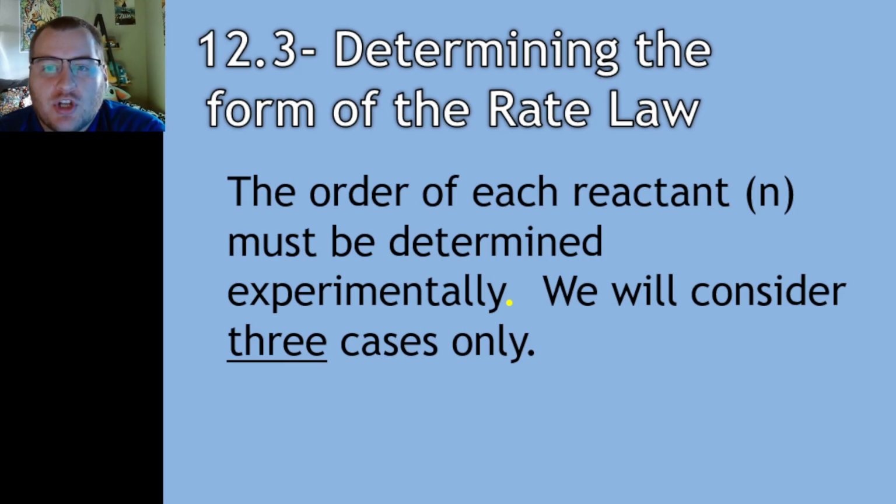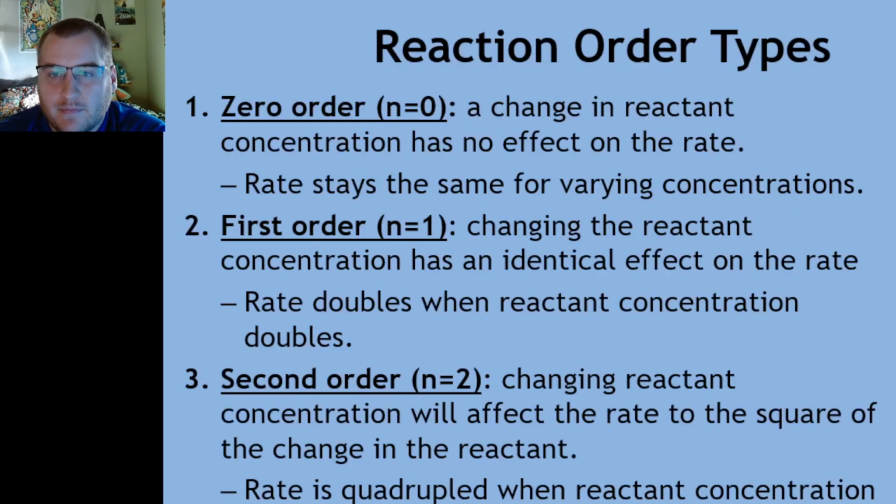Okay, determining the form of the rate law. The order of each reactant, n, must be determined experimentally. We'll consider three cases only, because those are the only ones we can actually figure out reasonably: zero order, first order, second order. A zero-order reaction means your exponent is 0. If your exponent is 0, whatever your concentration is equals 1, so it basically doesn't affect the rate at all.